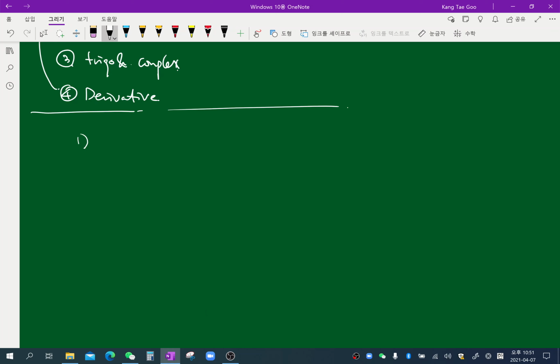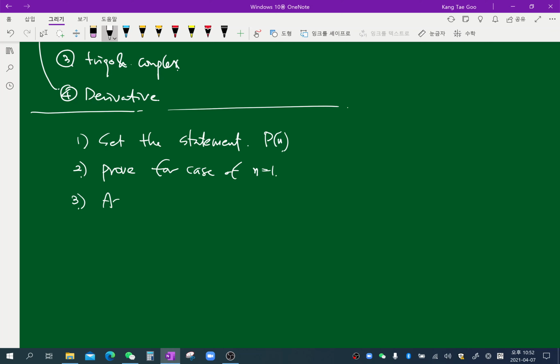The first step is we need to set the statement. We had better set the statement as Pn or something like that. It's easier for us to write the sentences during the proving process. The second step, we need to prove for the case of n equals 1. In other words, we need to prove P1. The third step, assuming Pk is true, and then we write what Pk is.